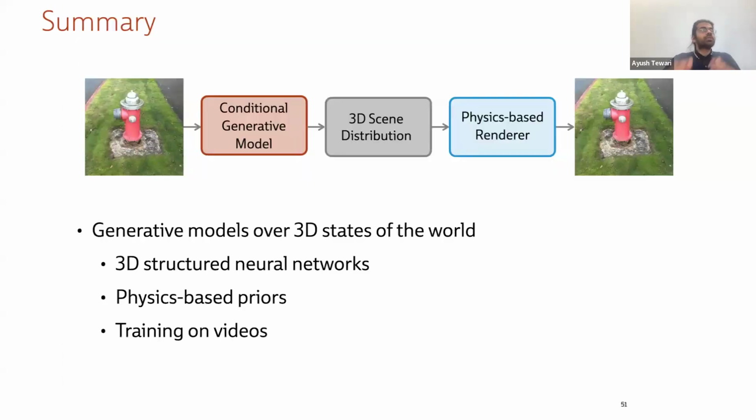Right. So just a very quick summary. We have generative models now that can model the 3D states of the world. We did this by building structured neural networks that have information about what the 3D world looks like. We used physics-based priors in the form of physics-based renderings. And in terms of data, we needed videos to train these models.